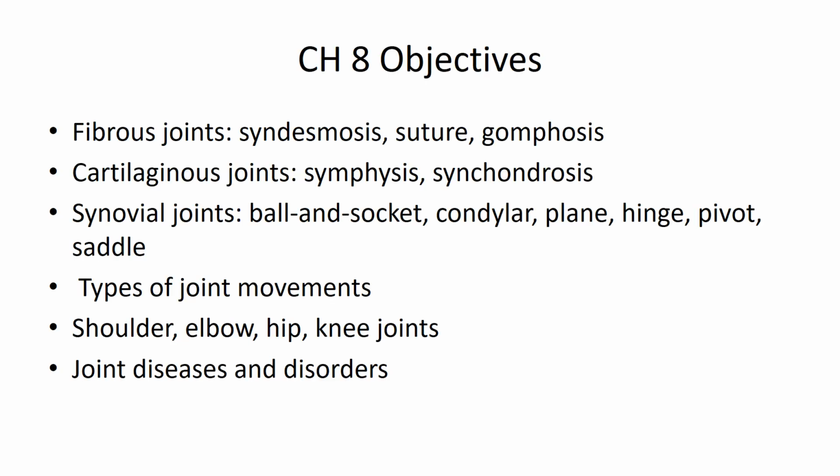Chapter 8, Joint. In this chapter, we'll go over the different types of joints. And so here the different types are fibrous, cartilaginous, synovial.